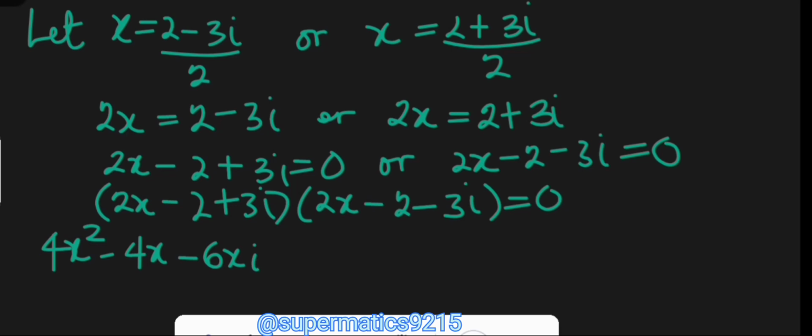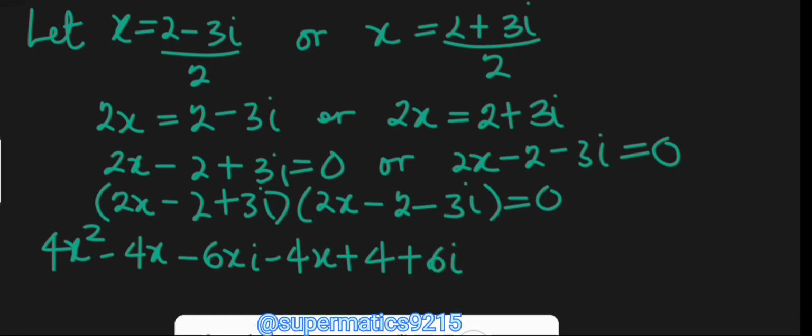Using negative 2 from the first bracket, we'll multiply every term in the second bracket. We have minus 2 times 2x to give minus 4x. Minus 2 times minus 2 gives a positive 4. And minus 2 times minus 3i gives a positive 6i.